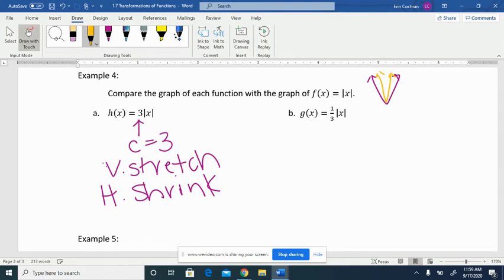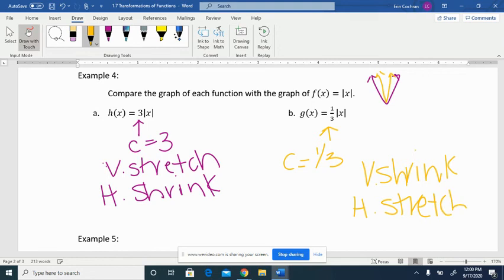All right, now we're multiplying by 1/3. My c is 1/3. Now, when you multiply by 1/3, your numbers are getting smaller. So that would be a vertical shrink. And since my numbers are getting smaller, it's actually a horizontal stretch, because now it's getting wider along the x-axis.